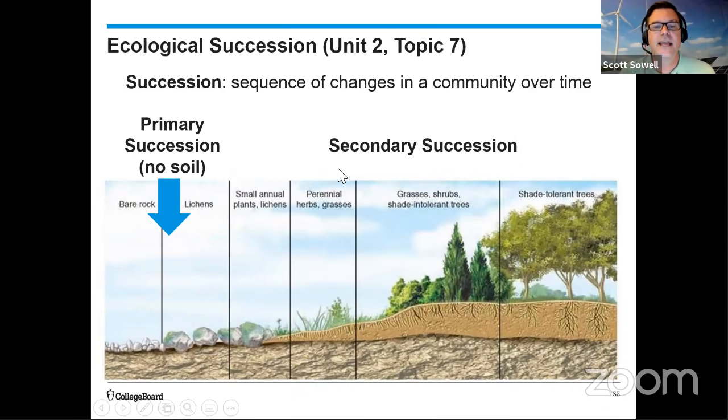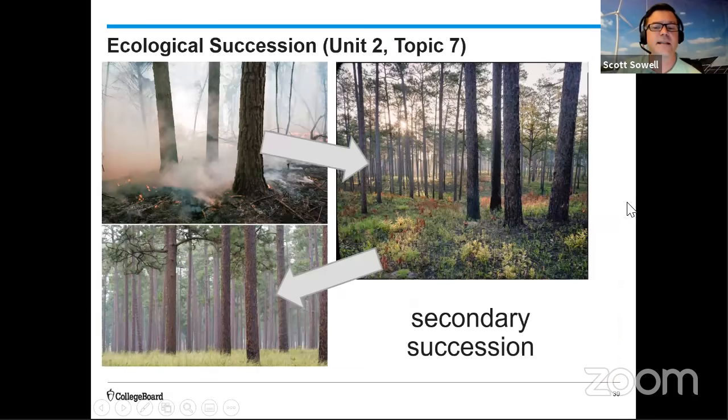So if I'm interested in seeing how this community of perennial herbs and grasses is becoming a shade-tolerant tree-dominated forest, that's secondary succession. A good example of secondary succession is a forest fire. This is a longleaf pine forest from down here in the southeast, and we can see that this fire, which is a natural disruption, has cleaned out all the understory, the herbaceous grasses that existed on the understory, but they're starting to come back and reestablish themselves here. So this process of changing the community over time is called succession.